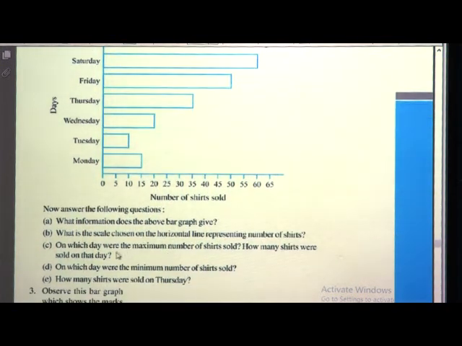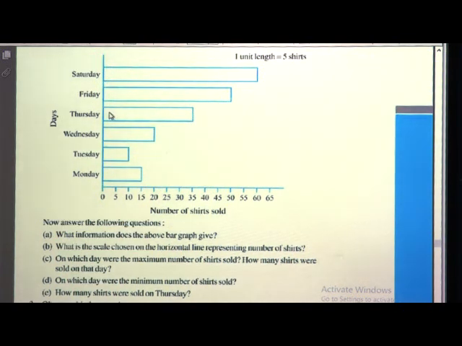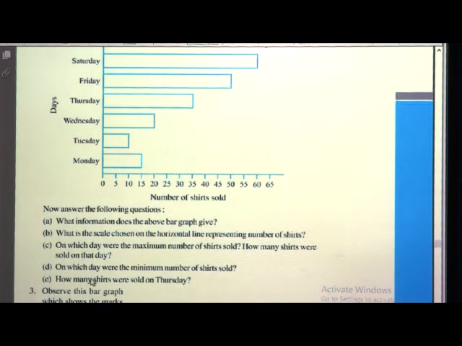Next question, on which day were the maximum number of shirts sold? How many were sold on that day? Now you can see maximum number, so which is the greatest length of bar here? Saturday. So the maximum number of shirts were sold on Saturday, that is 60. Next, on which day were the minimum number of shirts sold? The minimum number of shirts were sold on Tuesday, that is 10 shirts. How many shirts were sold on Thursday? So on Thursday 35 shirts were sold.